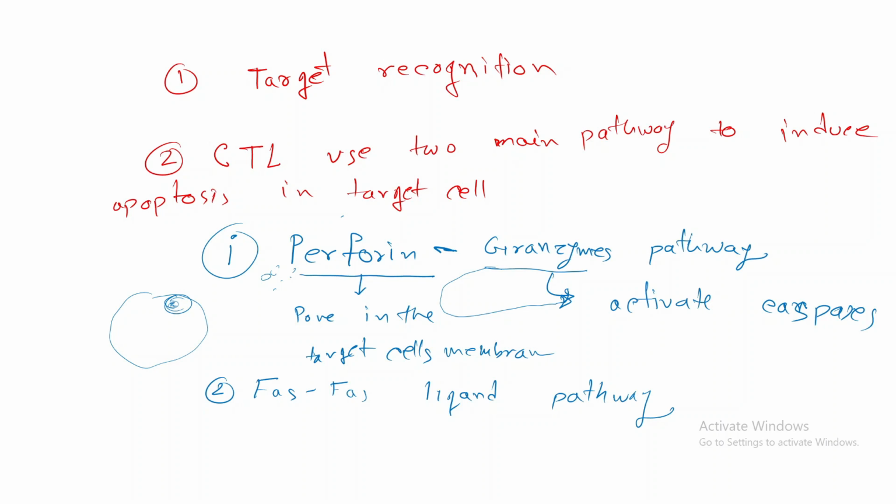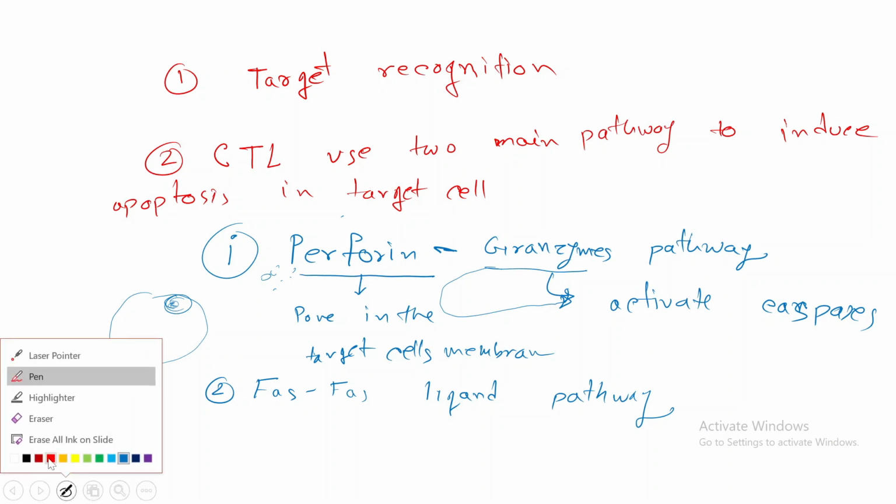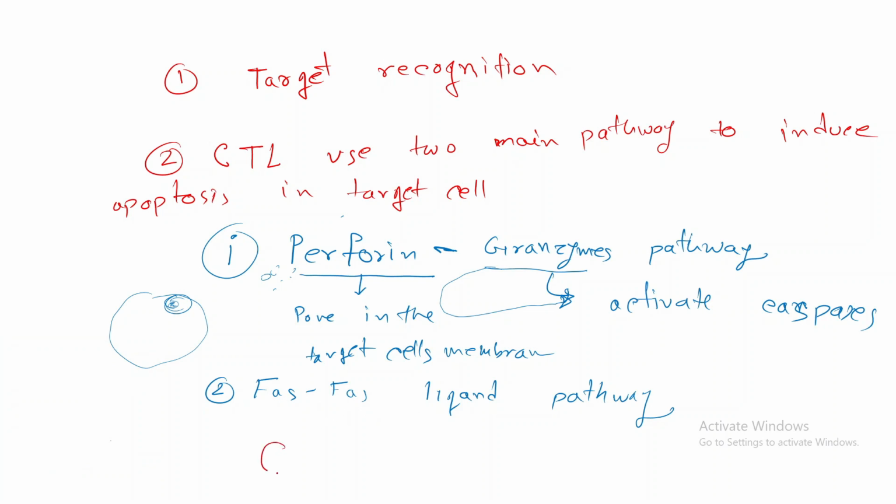And in the Fas ligand pathway, there is basically a Fas ligand and Fas receptor. Let me describe this. In the Fas ligand pathway, this is the target cell. This target cell contains Fas receptor, and the cytotoxic T lymphocyte contains Fas ligand. So once this Fas ligand binds with the Fas receptor, it will lead to activation of caspases and apoptosis.